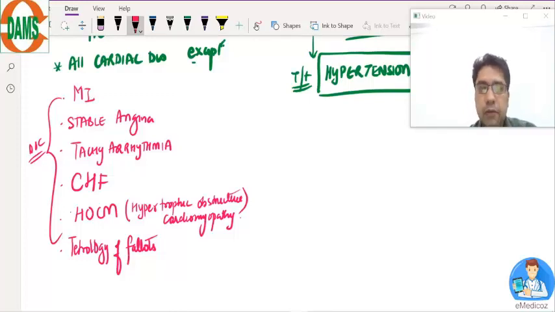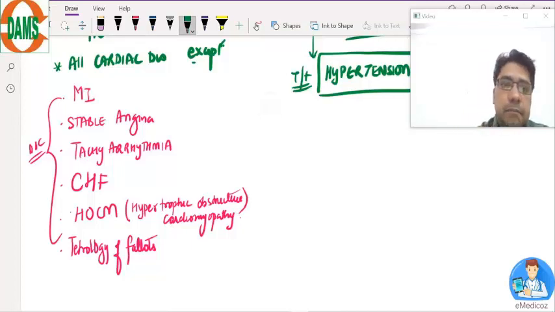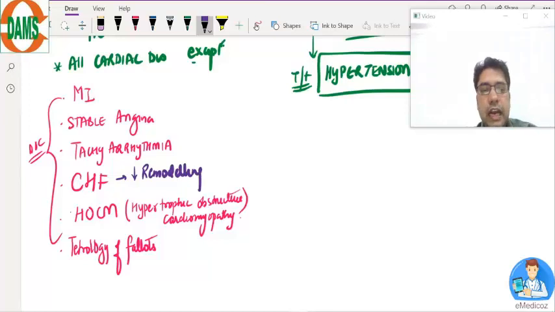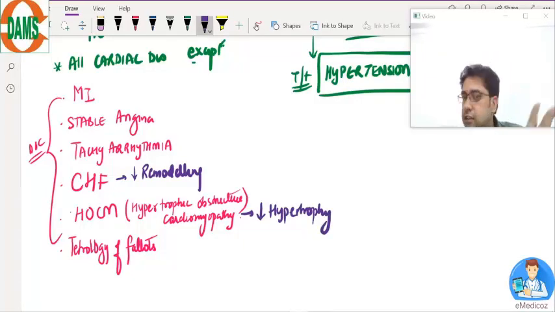Now, why are beta blockers given in heart failure? Because beta blockers decrease remodeling of the heart. What is that? We will discuss in CVS. And why are they given in hypertrophic obstructive cardiomyopathy? Because it will decrease hypertrophy. Because the heart does not have to beat much now. Slowly and slowly the hypertrophy of the heart will reduce.